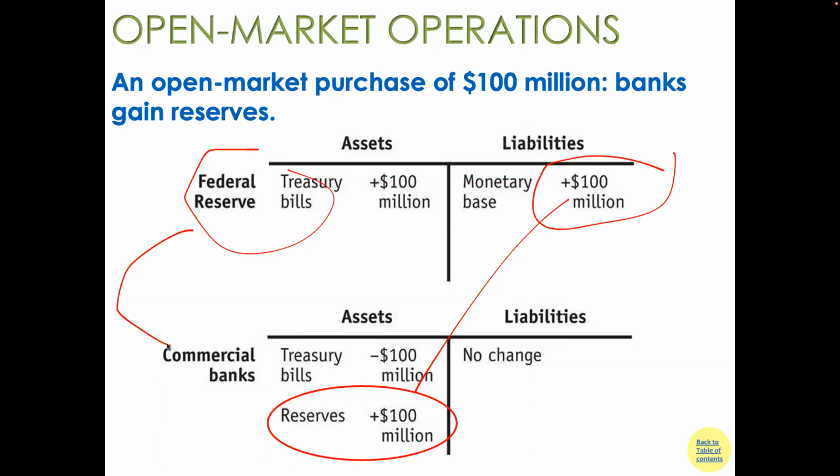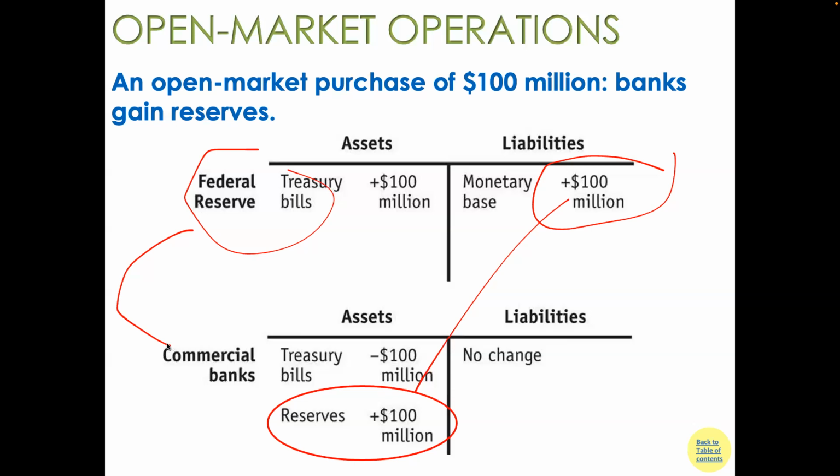All right, now let's look at the central bank. The central bank starts with no treasury bills and no liability. Now they are going to have a liability, because they are going to give the commercial bank $100 million of reserve. In return, the commercial bank gives the Federal Reserve 100 million of treasury bills. Is it clear? Let me say it again.